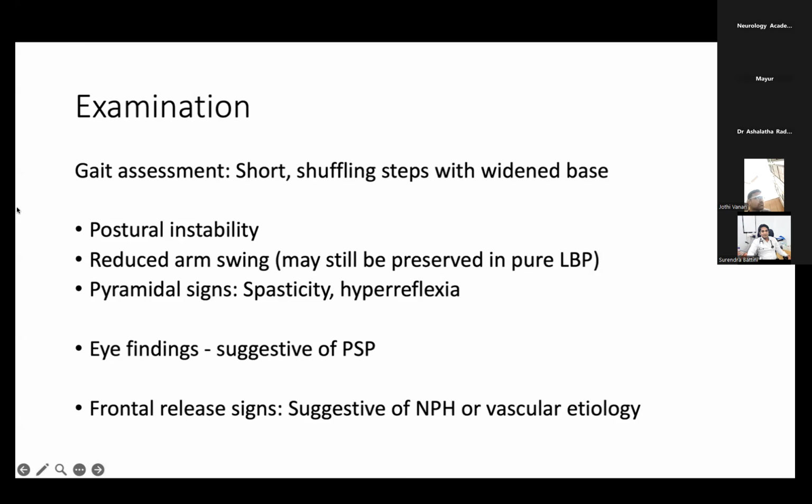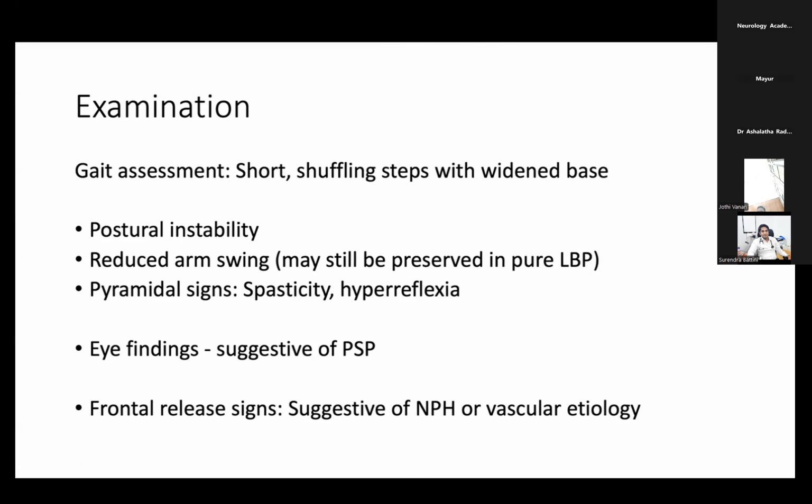On examination of the gait assessment, short shuffling steps with a widened base gait are seen. There is postural instability, which is suggestive if it is very early, within 3 years of the onset of symptoms, of PSP. There is a reduced arm swing, which may still be preserved in pure lower body Parkinsonism. And the presence of pyramidal signs such as spasticity and hyperreflexia do suggest a possibility of vascular Parkinsonism.